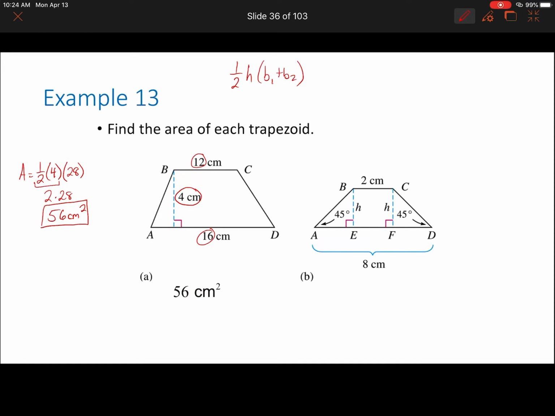So there's our first area. Now look at the next one. The next one's got a little bit more to it, and you kind of have to think a little bit. Okay? So in this one, we know both of our bases. We don't know the height. Okay, so let's think about this for a second.